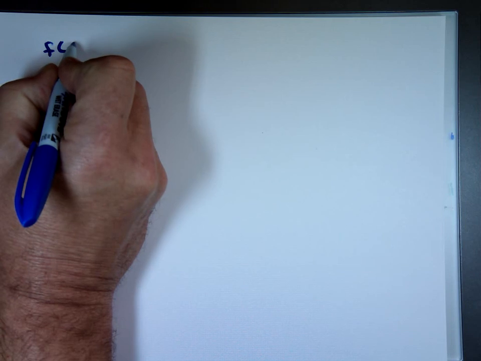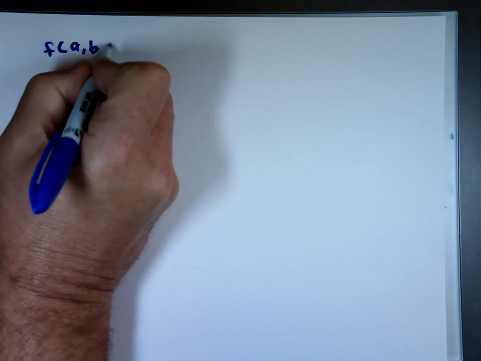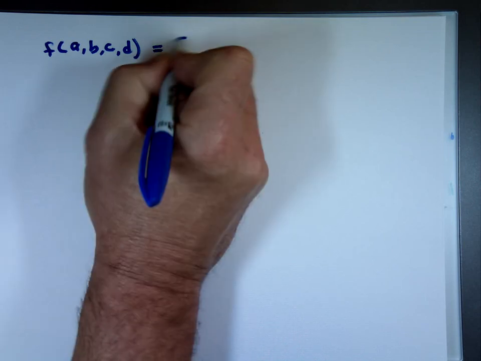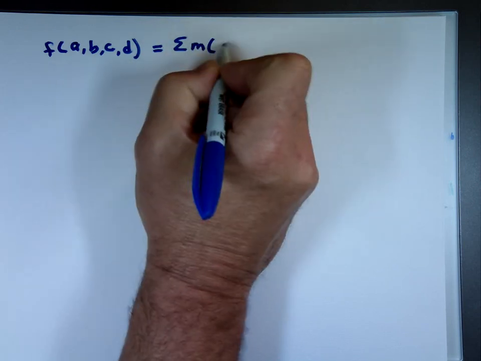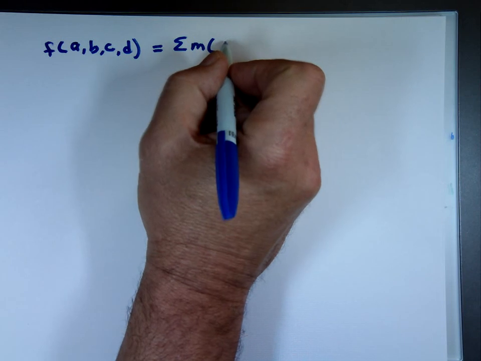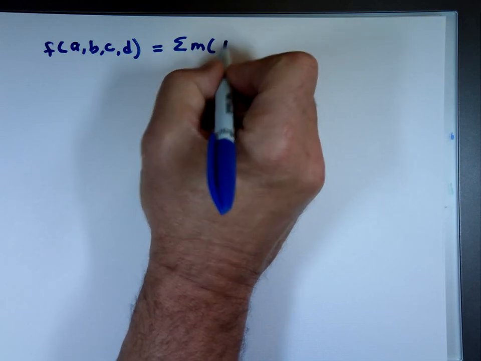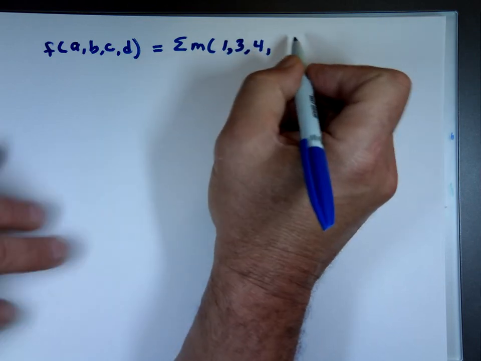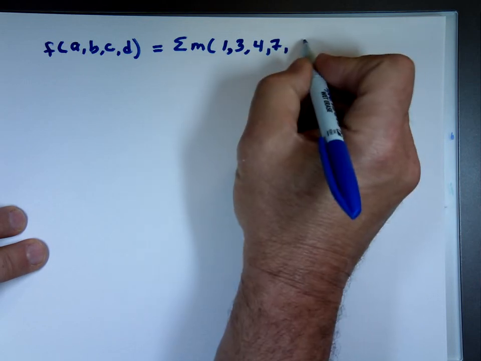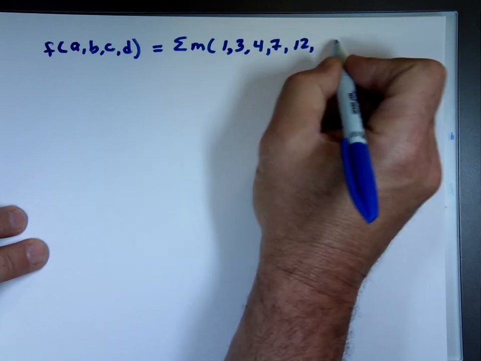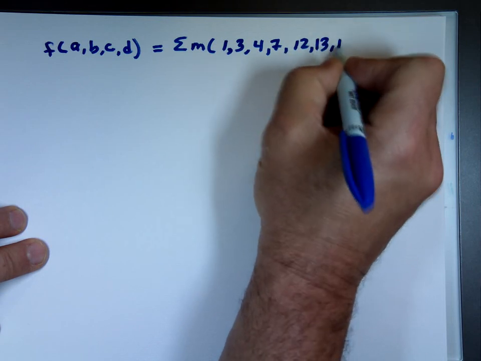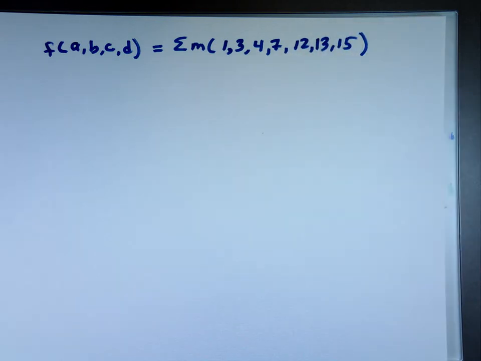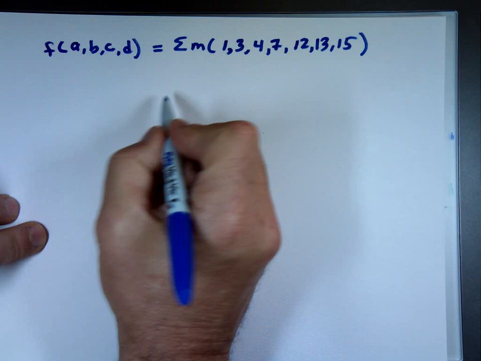Let's do a four variable function with a multiplexer. F of A, B, C, and D equals the summation of, go ahead, pick some numbers. 1, 4, we go up to 15, so go ahead. 12, 13, 15. And I want to actually build that using a 16 by 1 mux.